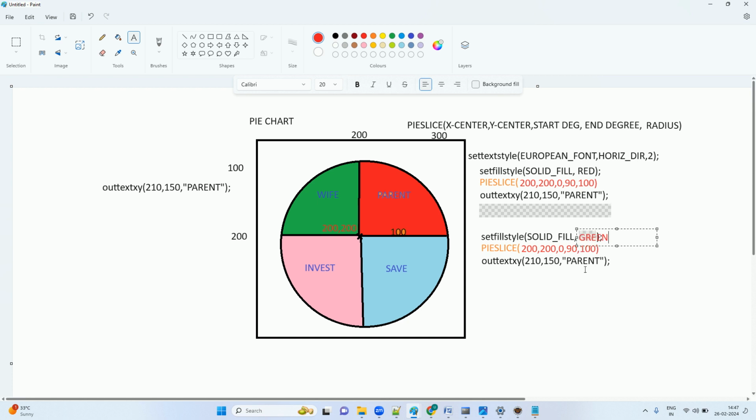Yes, tell me. The center remains the same and the starting angle starts at 90 and ends at 180. Radius remains the same. So this will change to 90, 180, 90 and 180. The radius remains the same. Makes sense? And what do I replace that with now? With the household.